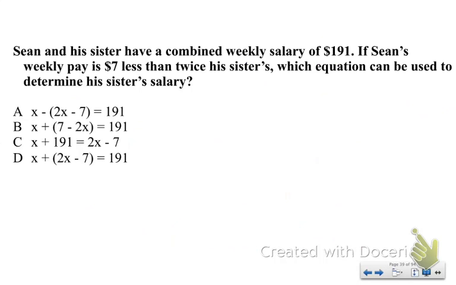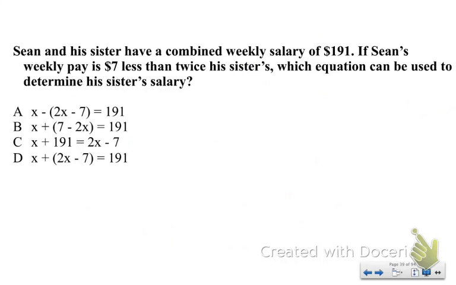Okay, this is the last one in this section. Sean and his sister have a combined weekly salary of $191. If Sean's weekly pay is 7 less than twice his sister's, which equation can be used to determine his sister's salary? Okay, so you have to read very carefully.